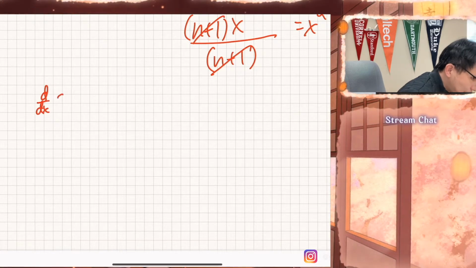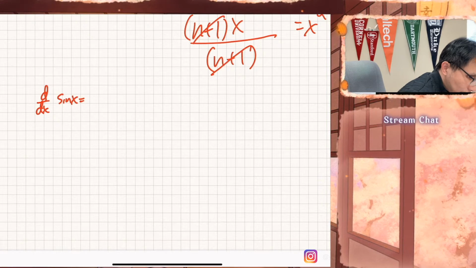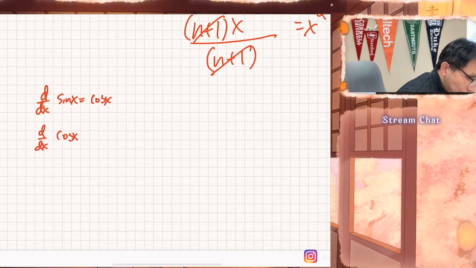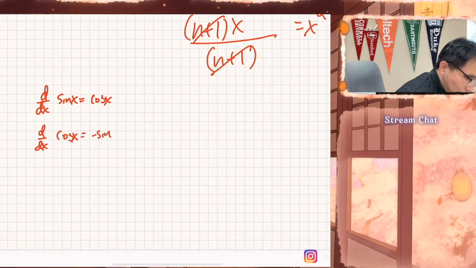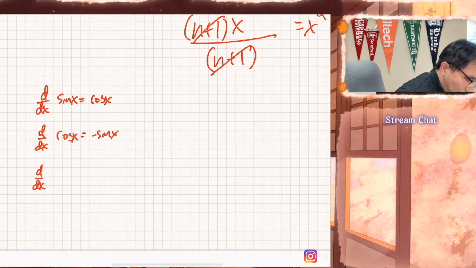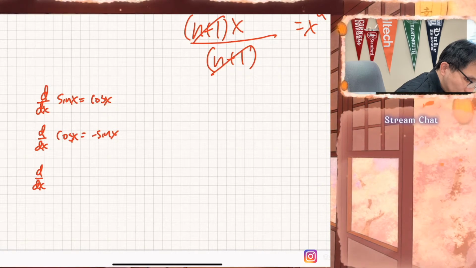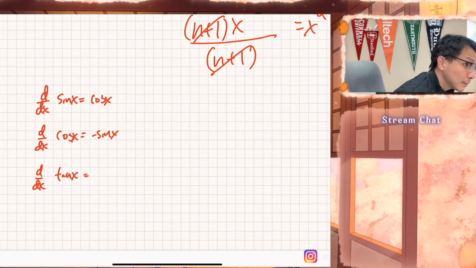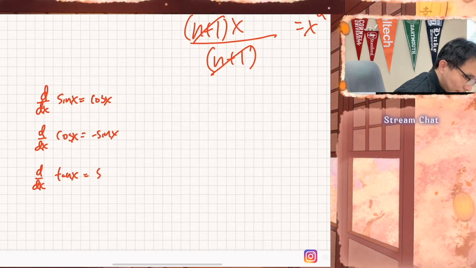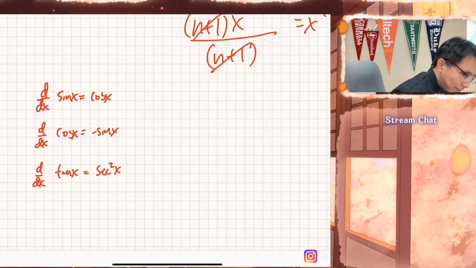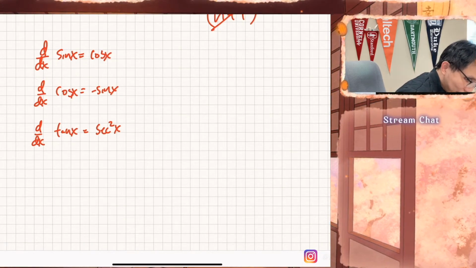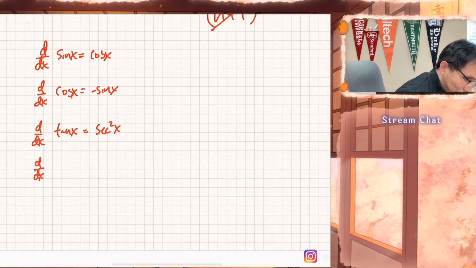d/dx of sine of x is equal to what? Cosine. Good. d/dx of cosine of x? Negative sine. d/dx of tan of x? Secant squared. Good way to remember it.